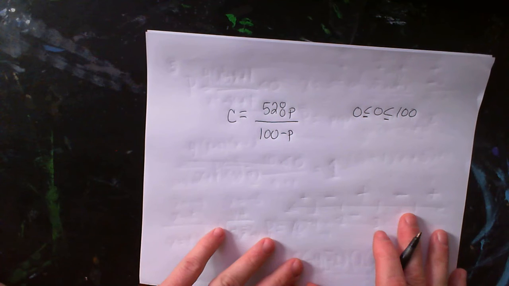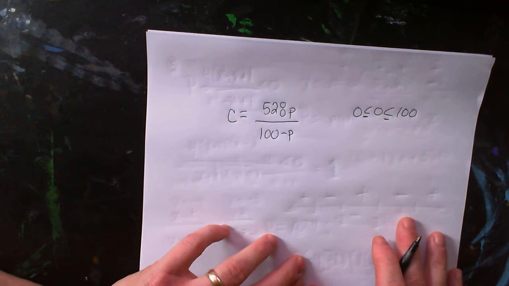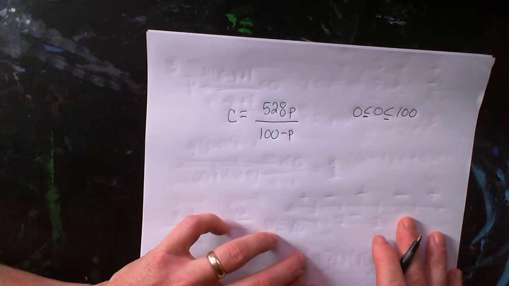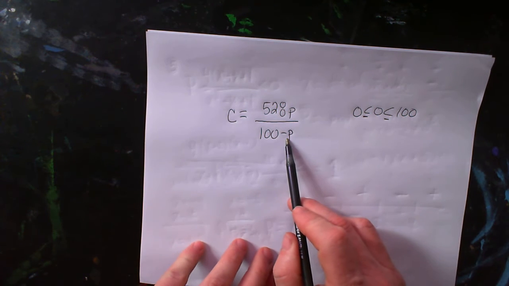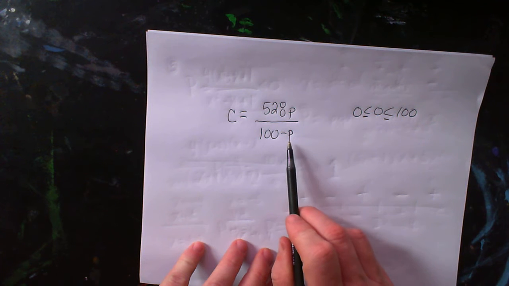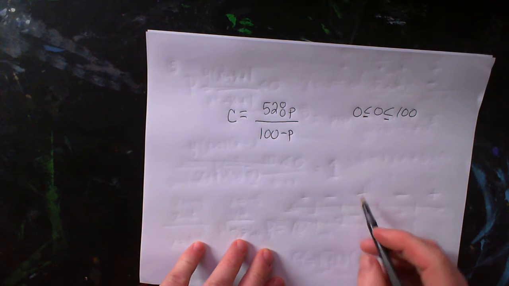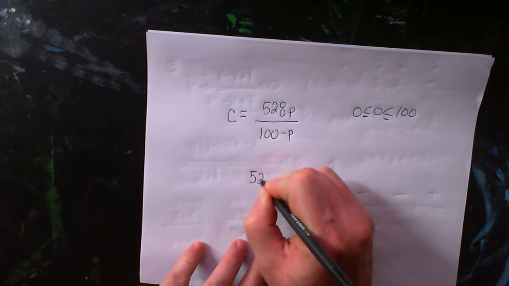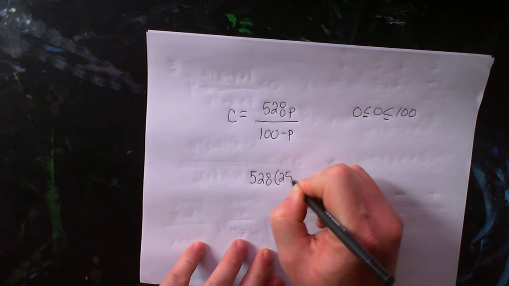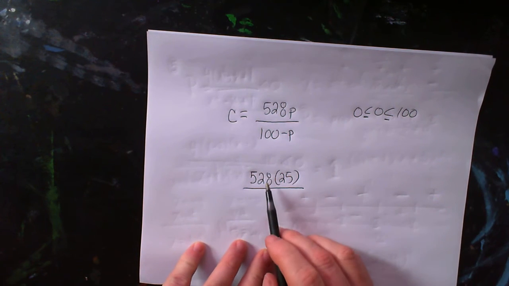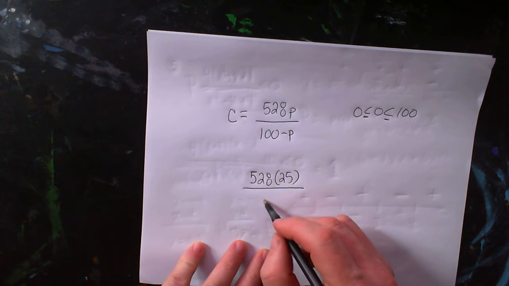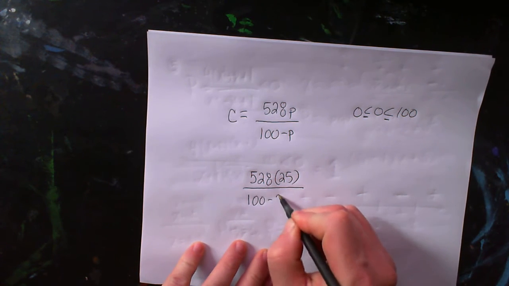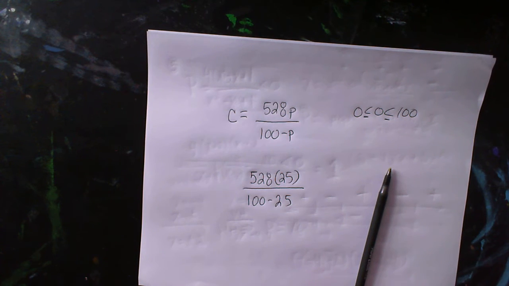The first thing it asks is to find the cost of seizing 25% of the drug. To find that, we would just plug in 25 for P. So that would be 528 times 25, because we said that P was the percent, and then we do 100 minus 25. Take out the handy-dandy TI calculator.